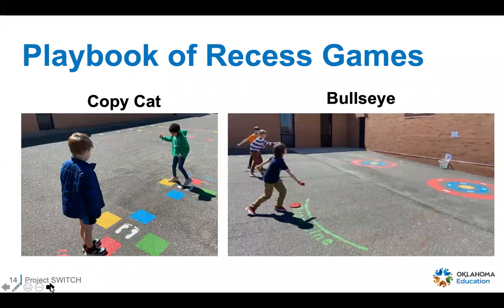These are just a couple of examples of some of the favorites. Copycat, where students pick what they do, and then their partner across from them does that same thing. And on the right side is the Bullseye activity, where they can use a little throwing tail, I can't think of the word, to try to get to a target. Students really love the Bullseye. That's been a favorite as well.